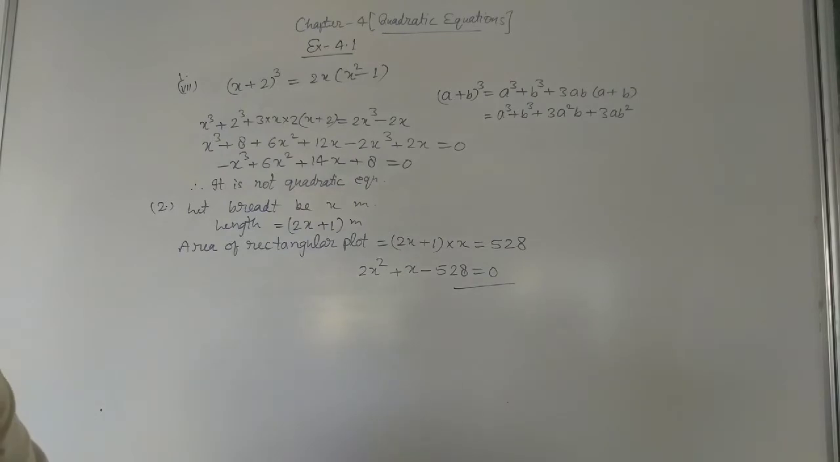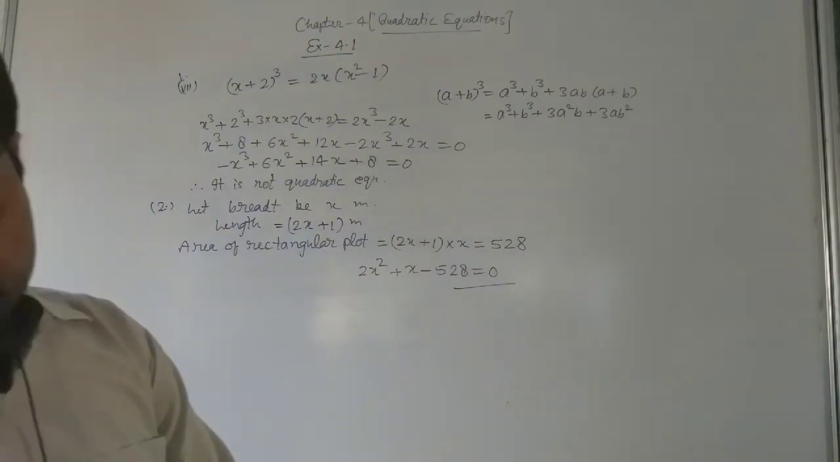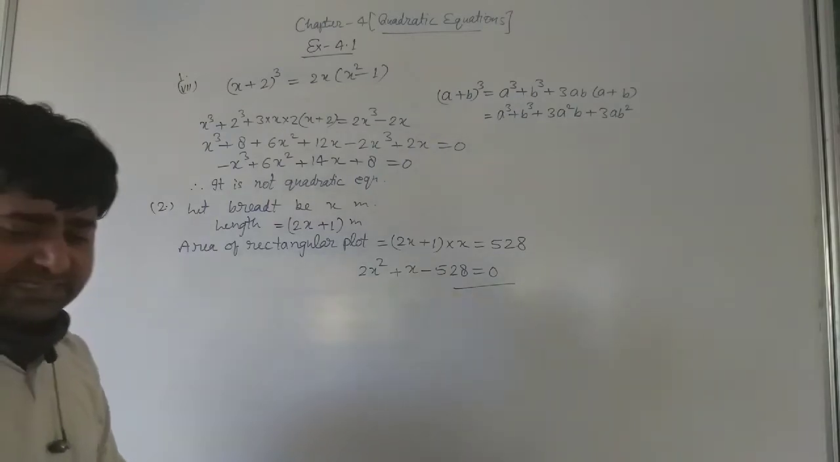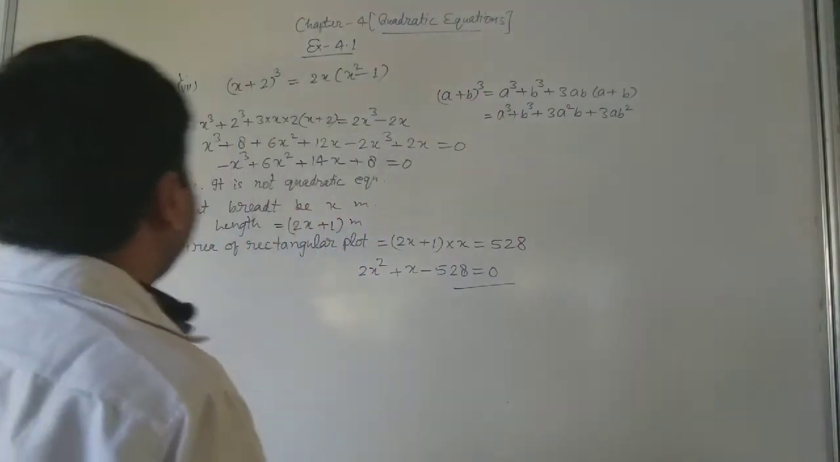The second part is: the product of two consecutive positive integers is 306. You can assume x and x plus 1. So x into x plus 1 equals 306. Simplify yourself. Now the third part I am solving.